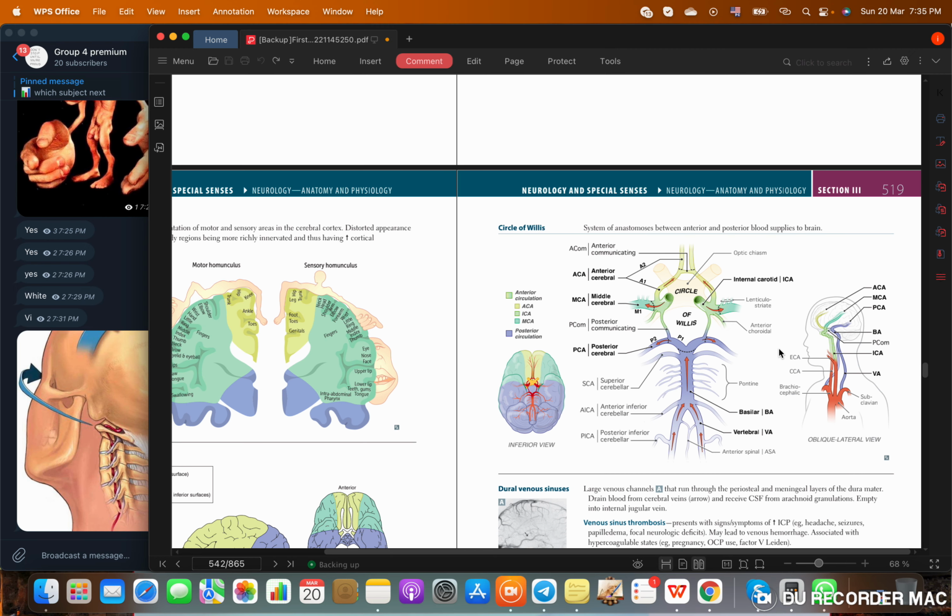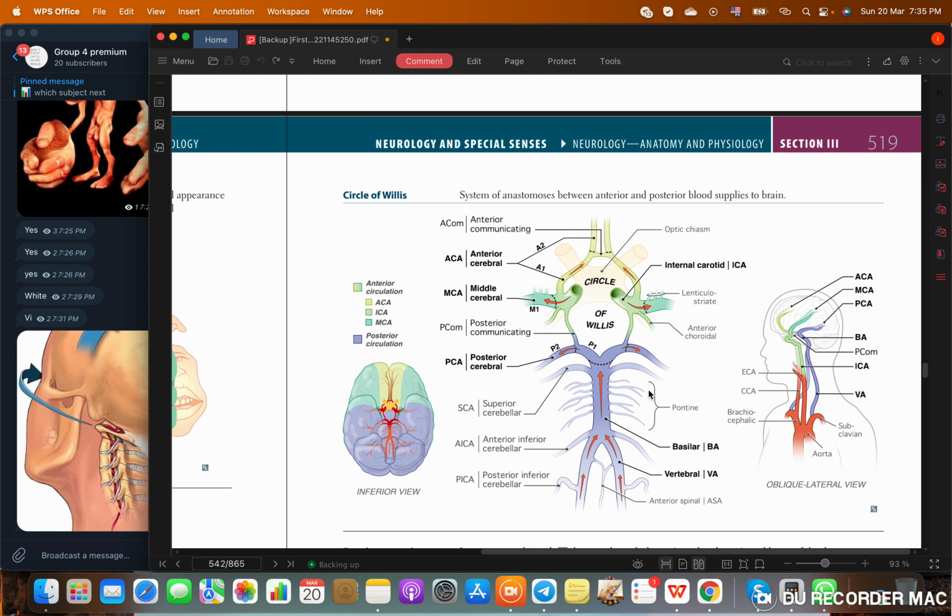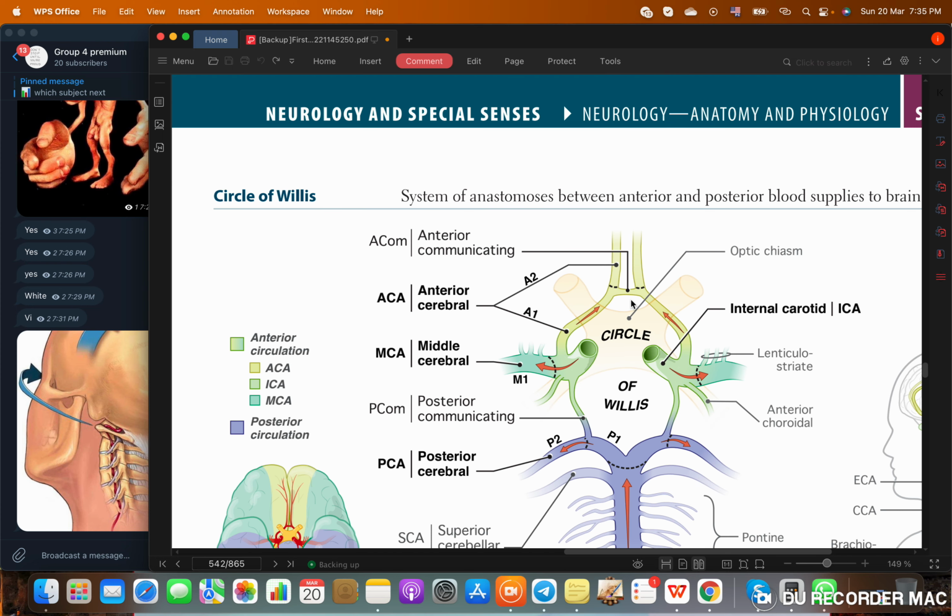So as you can see, the circle of Willis is not an easy place. If I was you, I would ease it up by thinking anterior circulation, posterior circulation. Posterior circulation: vertebral artery, basilar artery, posterior cerebral artery. There is a communication, posterior communication, of course. Then we have the internal carotid artery, which makes the anterior circulation. Middle cerebral artery, anterior cerebral artery. At the anterior cerebral artery, there is a communication.